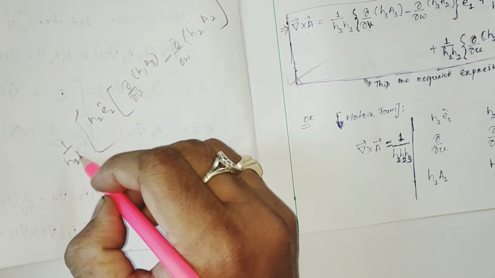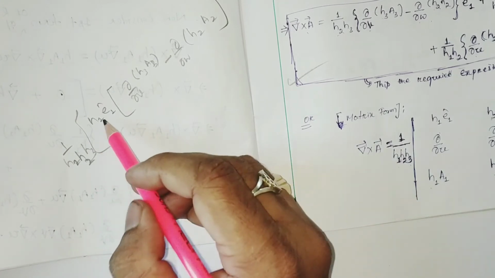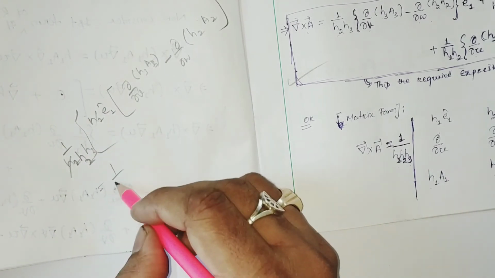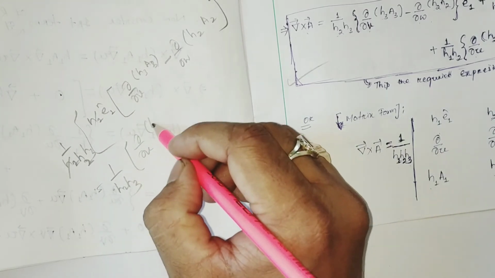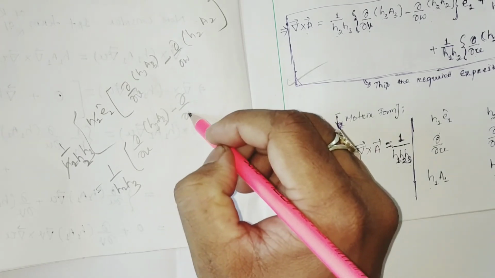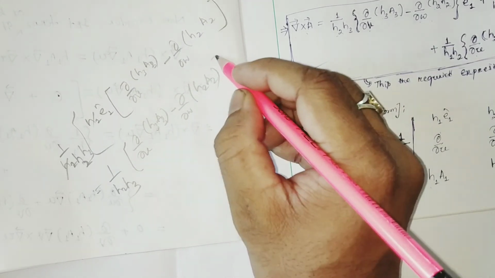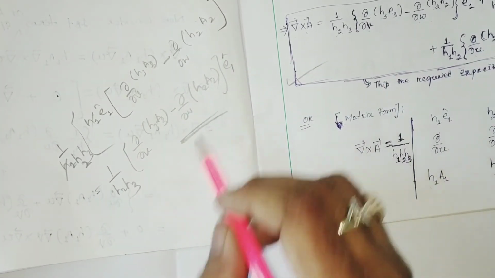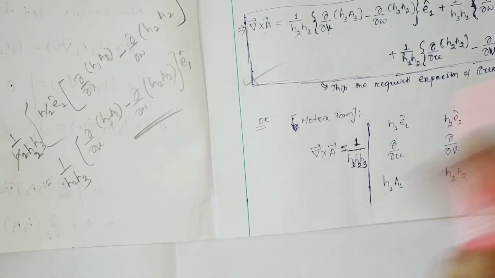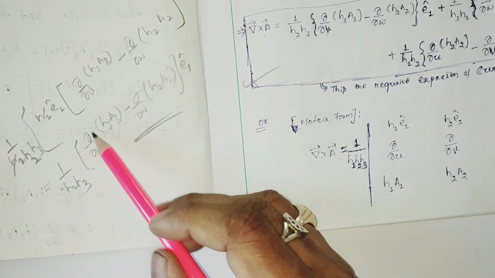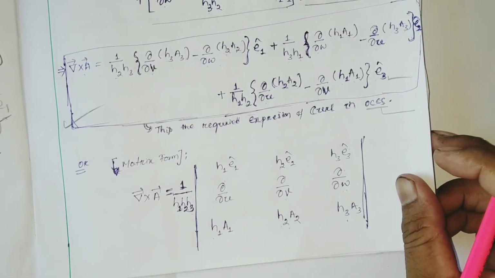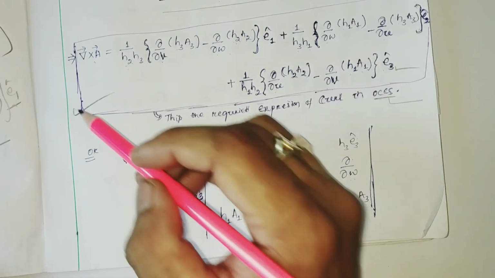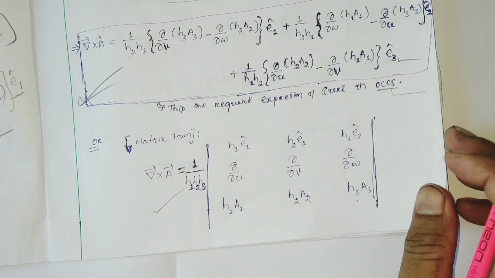So here H1 got cancelled. We get 1 by H2 H3, del by del V of H3 A3 minus del by del W of H2 A2, E1 cap. This is the first term. Likewise, the second term and third term can also be evaluated from this matrix. So either you have to remember this in this format or this format, no problem.